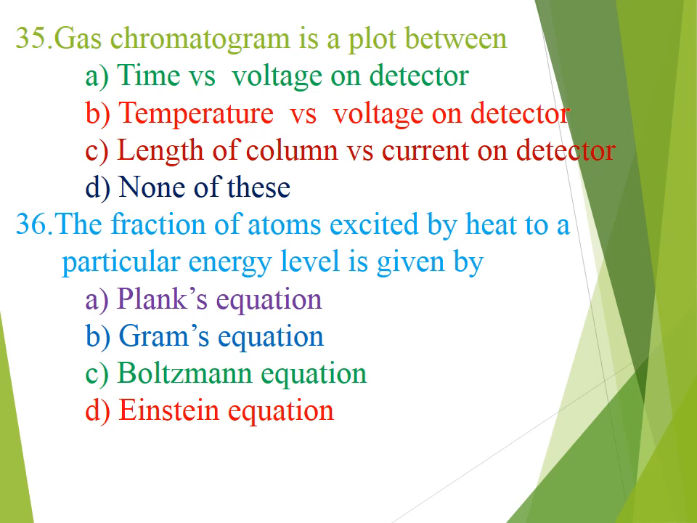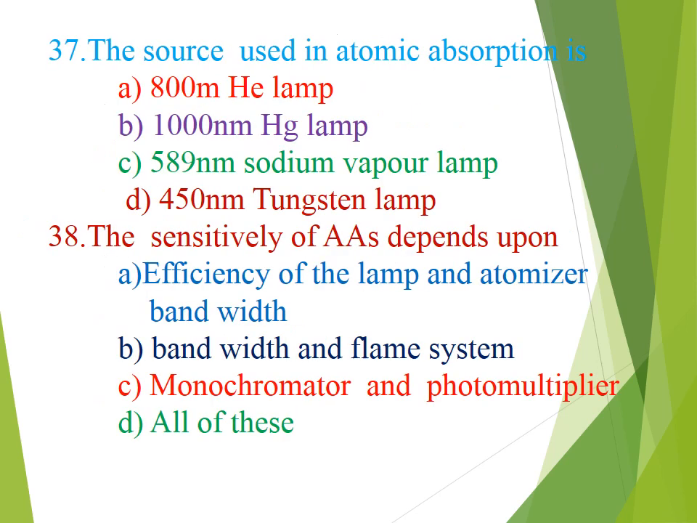36. The fraction of atoms excited by heat to a particular energy level is given by: A. Planck's equation, B. Graham's equation, C. Boltzmann equation, D. Einstein equation. Here the correct option is C, Boltzmann equation. 37. The source used in atomic absorption is the hollow cathode lamp, not the 589 nanometer sodium vapor lamp.